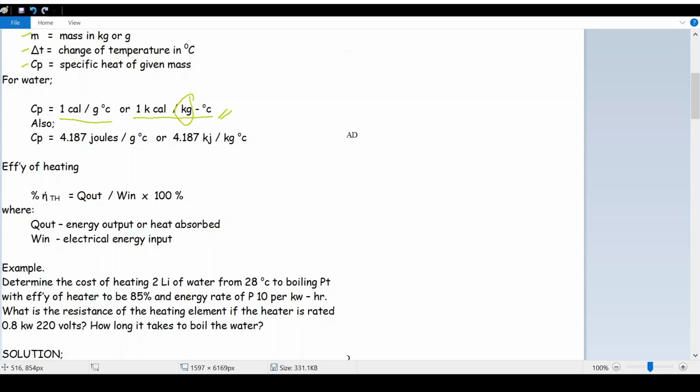In joules, units of energy, we can use the equivalent value of 4.187 joules for 1 calorie, and this is per gram degree Celsius, or in terms of kilogram mass, it would be in kilojoules.